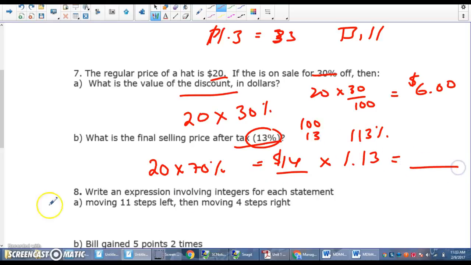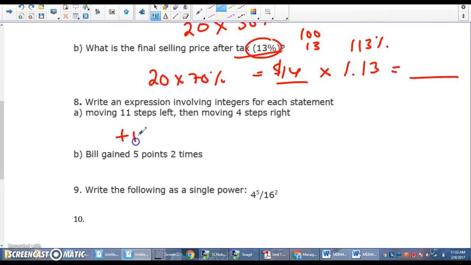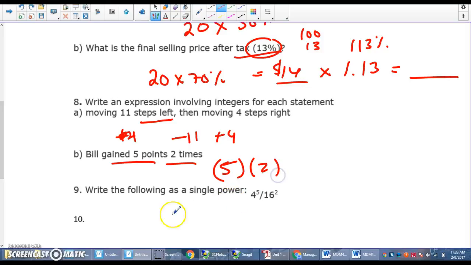So throw that in the calculator and you'll get an answer. Okay, right, this is really easy. If I go plus, I'm moving to the left, so that's minus 11, and then plus 4. Okay, really simple stuff here. I'm almost ashamed to ask you this. He gained 5 points 2 times, so 5 points. How many times did he do it? 2, so 5 times 2, that sort of thing.